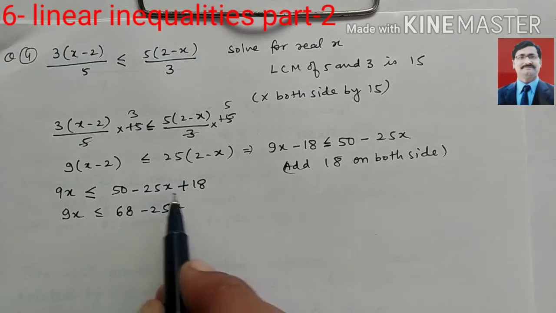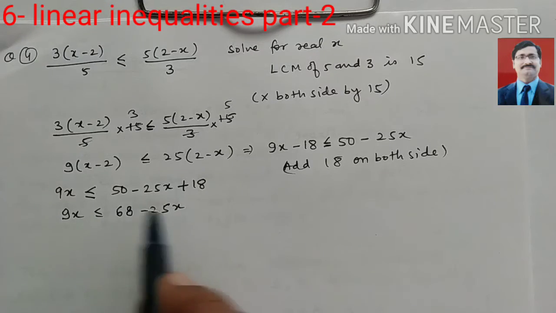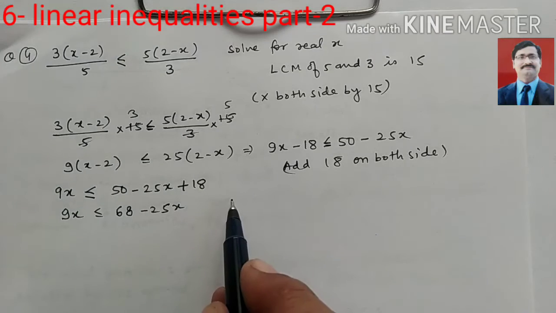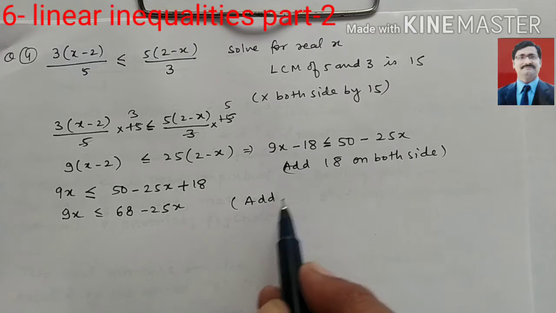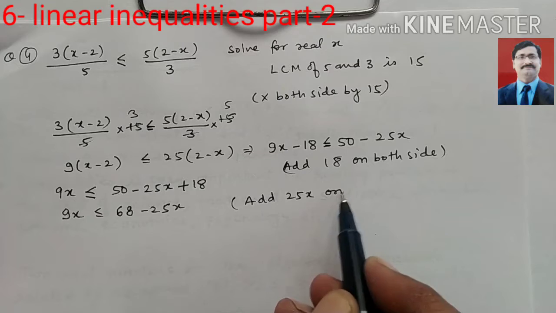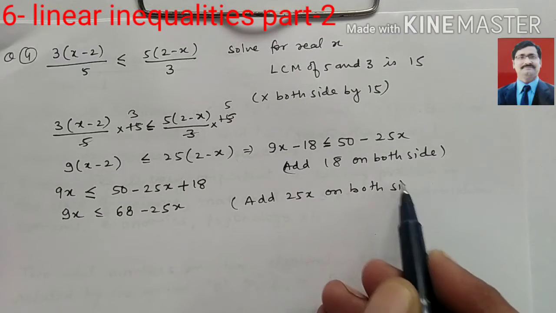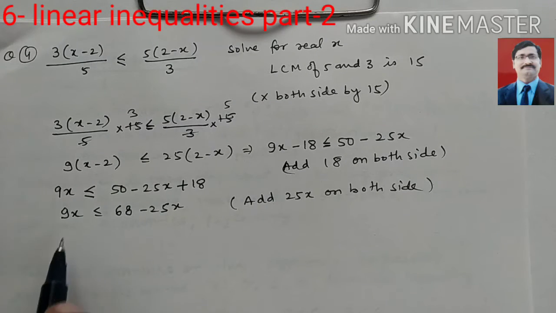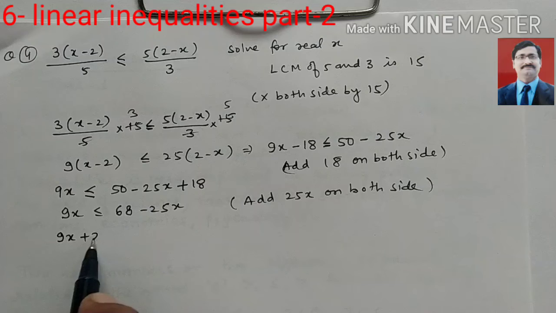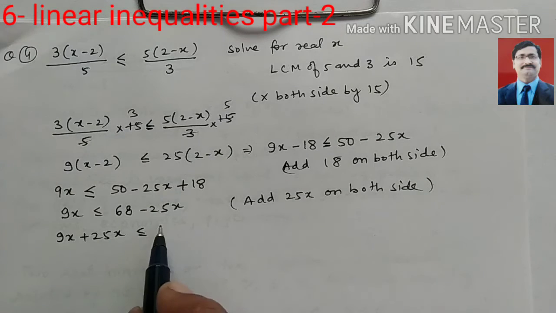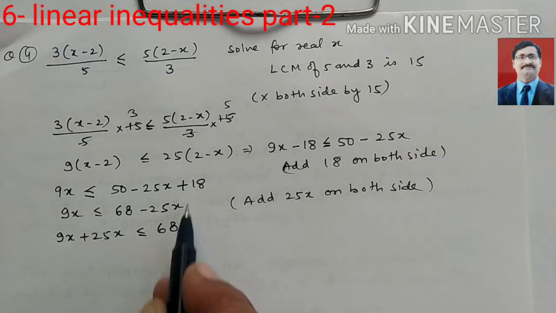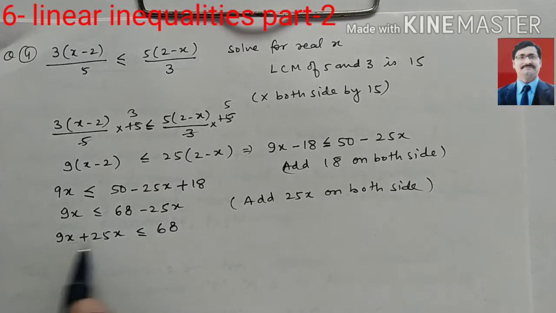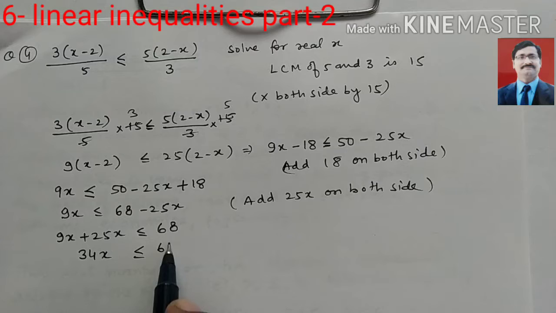Now I do not want 25x on this side, I want it on the left hand side. So we can write: add 25x on both sides. If we add 25x on both sides, we get 9x plus 25x is less than or equal to 68, and the 25x will cancel on the right. So we get 34x is less than or equal to 68.